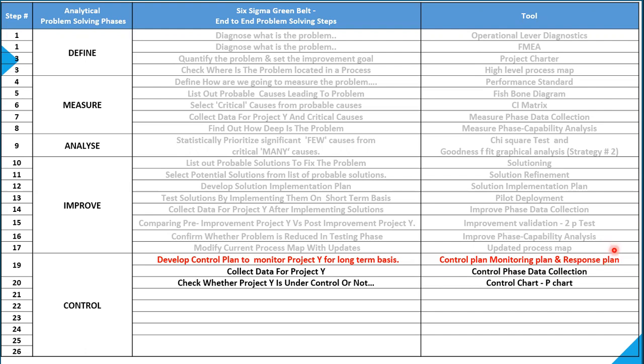So in the very next video, we're going to look into collecting the data for project Y, and of course, check whether project Y is under control or not with the help of the P chart, that is a control chart. So we're going to look into these things in the very next video. And control charting, by the way, is one of the very crucial, one of the very significant tools or aspects of Six Sigma projects. So let's go ahead and learn more about control charting, how to use a control chart in a Six Sigma project, of course, in an upcoming video.